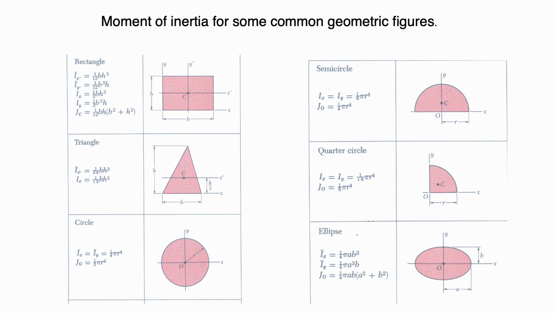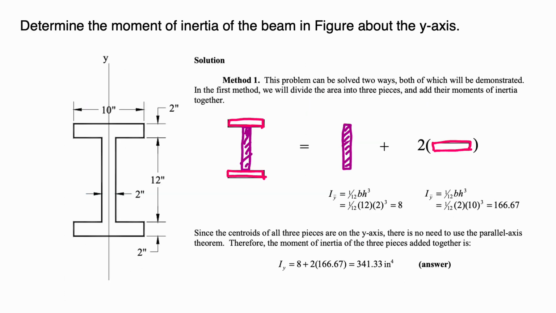For some basic shapes, usually the values for moment of inertia are given in the FE booklet. Here for a rectangle, the moment of inertia about the centroidal axis Ix prime is equal to bh cubed over 12, and Iy prime is equal to b cubed h over 12. But if we are moving the axes to the base, x and y, we will have bh cubed over 3 and b cubed h over 3. We also have moments of inertia for a triangle, circle, semicircle, quarter circle and ellipse.